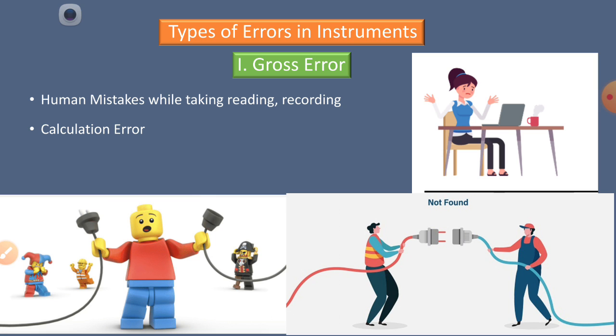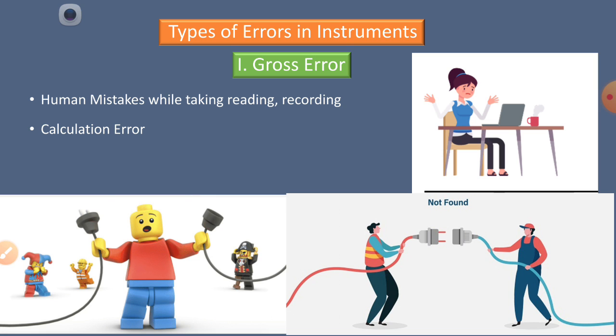The problem is in the reading itself, and while taking it there is a possibility of error when recording on paper or in a logbook. And after taking these values, there are calculation errors where you apply our method principles, so there may be errors. All these errors are known as gross errors. So how are we going to nullify these gross errors? Here, care is required.